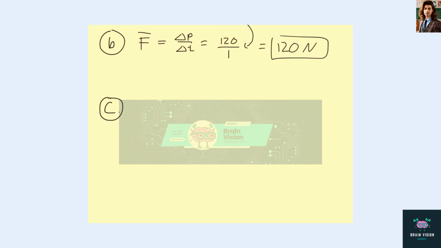Now, part C, we need to find the average pressure the bullets exert on the wall. And so this average pressure, P average, is equal to the average force over the area exerted on the wall. So let's just plug in these numbers. The average force calculated from before is 120 newtons. The area on the wall is given, and that's just 3.0 times 10 to the negative 4 meters squared. And so our average pressure exerted on the wall is equal to 4.0 times 10 to the 5 pascals.